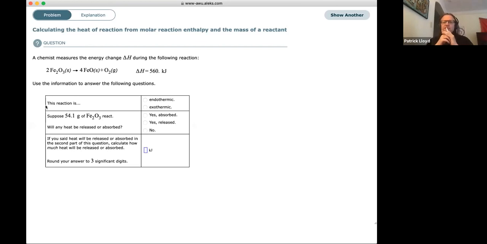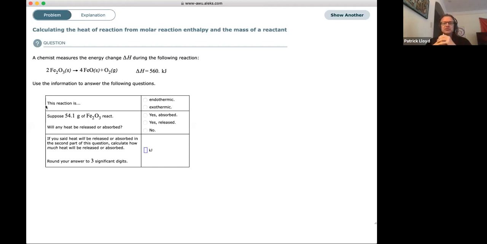Okay, so in this problem, we're going to relate this idea of enthalpy change, delta H, to the mass of either a reactant that we're using in a reaction or the mass of a product that is being generated in a reaction. So the title of this problem is Calculating the Heat of Reaction from Molar Reaction Enthalpy and the Mass of a Reactant. Okay, so the mass of the reactant is given.